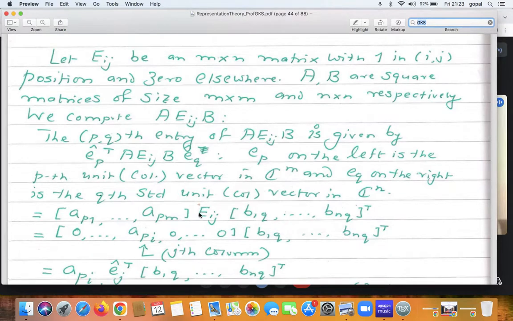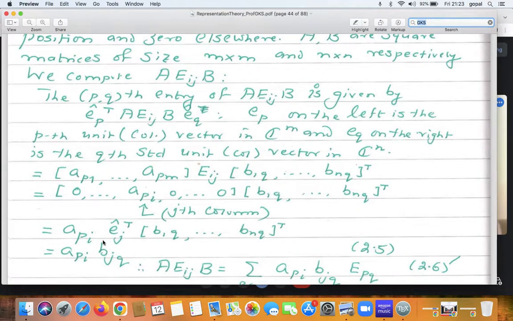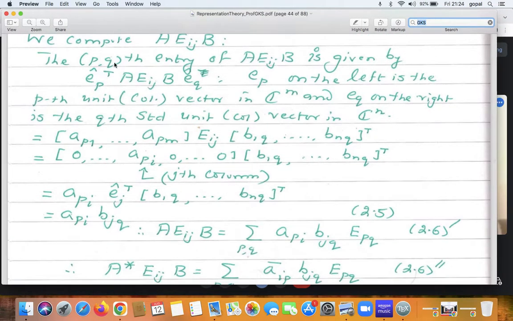And then E_ij has 1 in the ijth position and 0 elsewhere. So you can do the matrix multiplication and you simply get a_pi b_qj. So this has been computed. So I have found the pqth entry of A E_ij B. In other words, A E_ij B will be a_pi b_jq E_pq. The pqth entry is a_pi b_jq, which means that the matrix is a_pi b_jq E_pq.